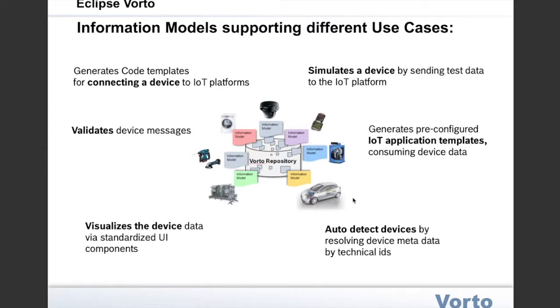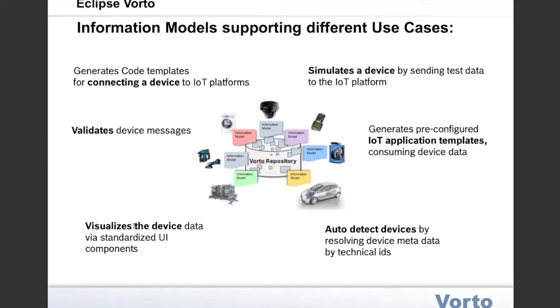Another use case is to use information models for auto-detecting devices. That would work in a way that you can resolve information models, therefore the metadata of devices, by specific technical IDs. So let's take an example of Bluetooth, which transmits, for example, in a GATT service, the device information profile, which contains the model number of that specific device. That model number can be sent over to the repository, which maps it to an information model and returns it back to the client application, so it knows what device it actually is.